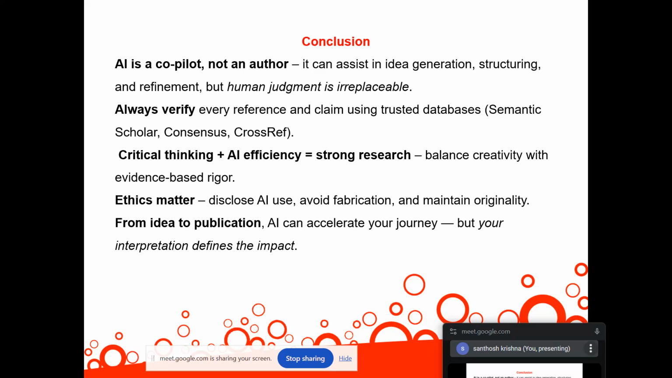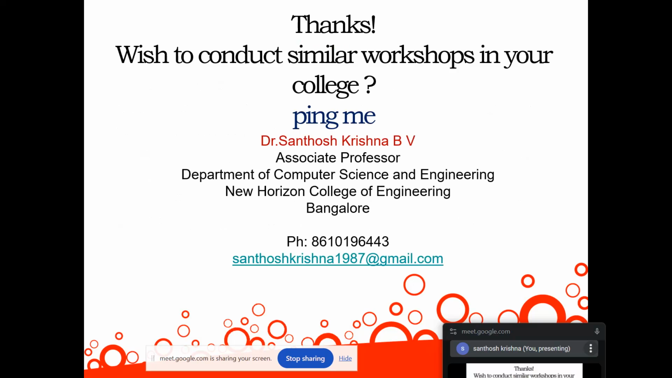And always, ethics matters. We should disclose how much AI usage we are doing, avoid fabrication and maintain originality. That is the only mantra to get papers accepted. From idea to publication, AI can accelerate your journey, but your interpretation defines the complete impact. These are the 5 key points I want to tell everyone. If you have any doubts, you can ask me now.